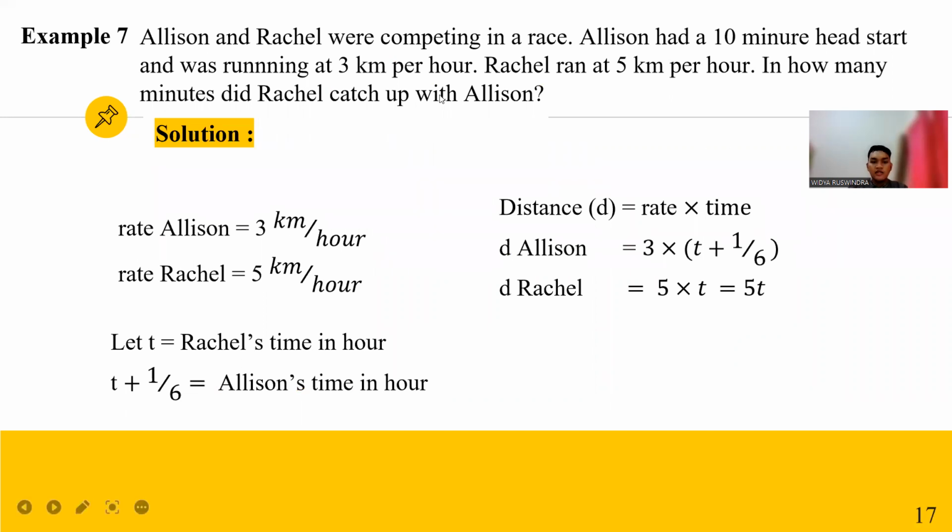Okay, we identify information from the question, and we get the rate of Alison is 3 km per hour and the rate of Rahel equals 5 km per hour. Let's say t is Rahel's time in hours, and we get t plus 1 per 6 equals Alison's time in hours. Why 1 per 6? Because in the question Alison had a 10-minute head start, and 10 minutes is equal to 1 per 6 hour.